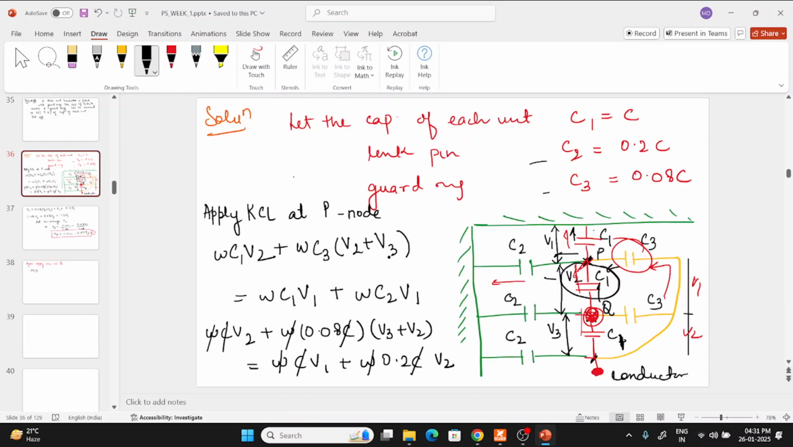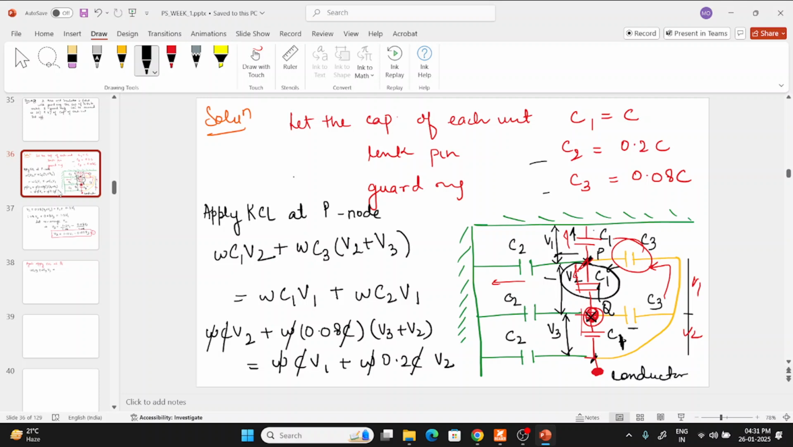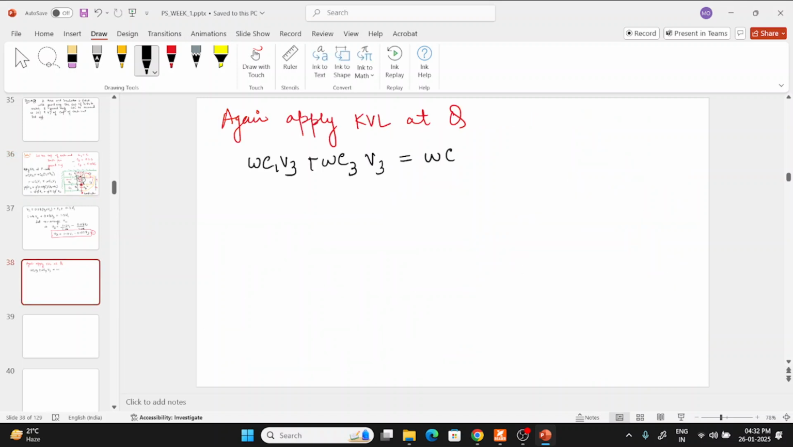Then for this C3, what will it be? Omega C3, but here the voltage just across this C3 is V3 only. There is nothing beyond this. So basically we will write here omega C3 V3. It is equal to how much? It will be equal to omega C1 V2. For C1, the voltage difference here is V2. So we will write it here omega C1 V2 plus omega C2.